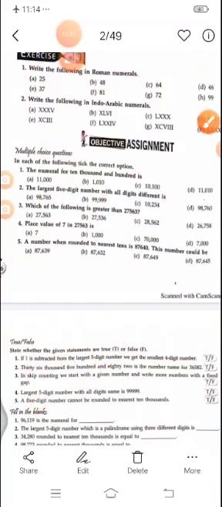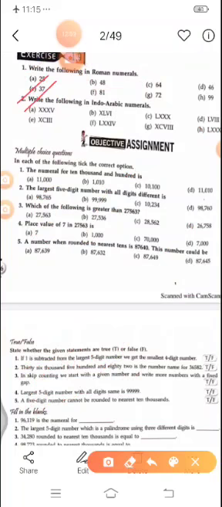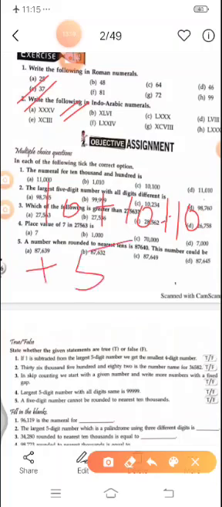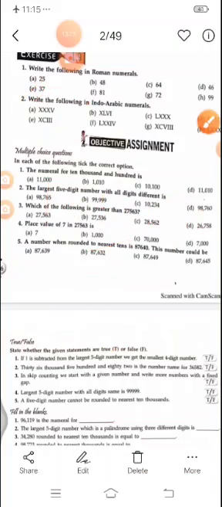Okay, now in the second question you have to write the Indo-Arabic numerals for these Roman numbers, XXXV. X means 10, so there is 10 plus 10 plus 10 plus 5, and that will be 35. Okay, so that is very easy. First you will learn the rules, and then you will easily write the Roman numbers.